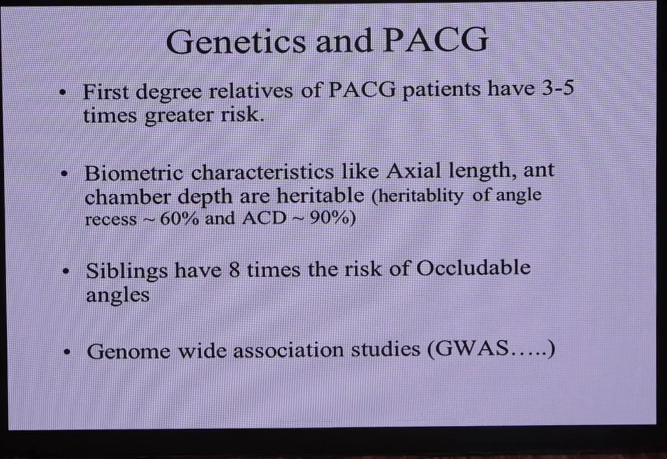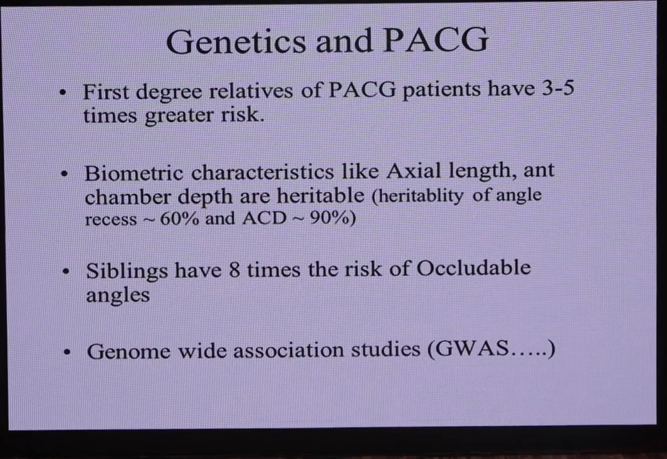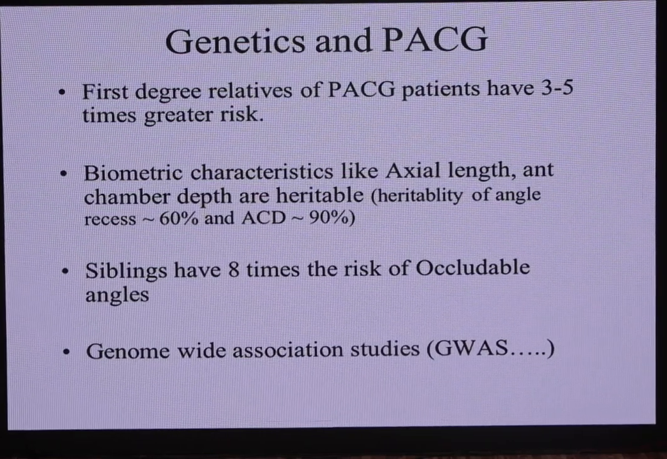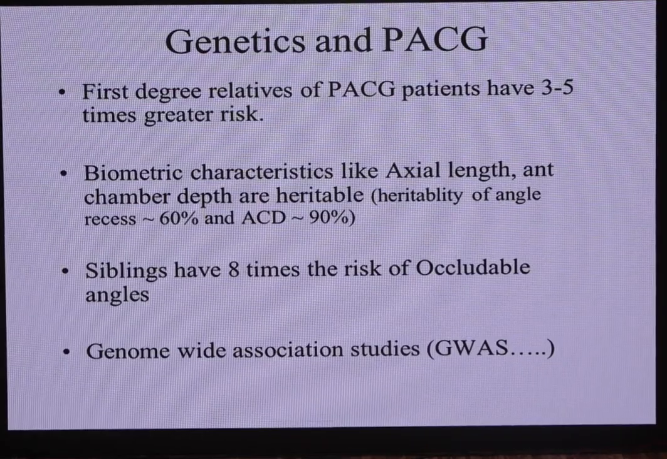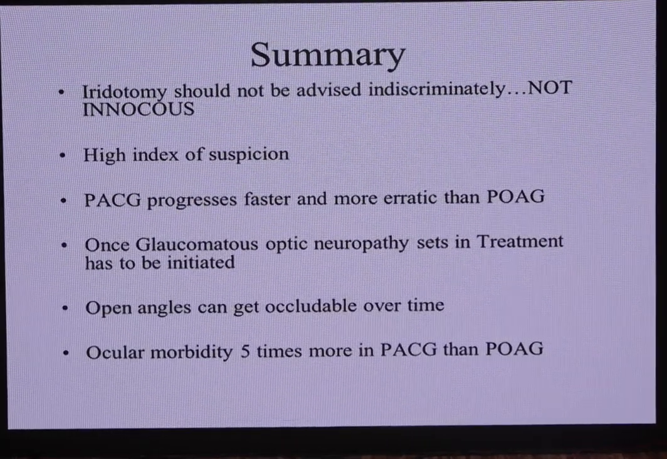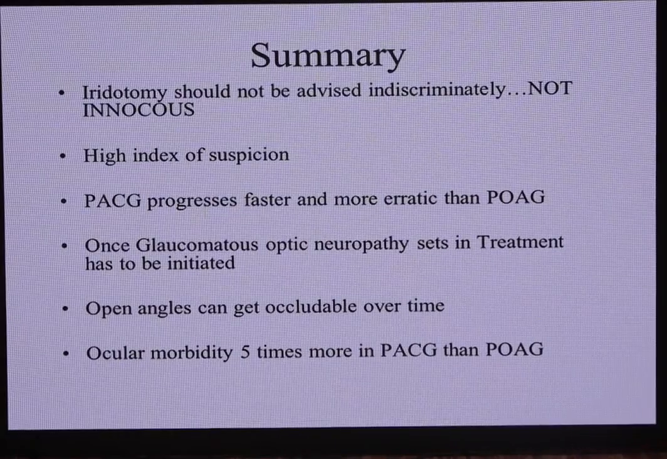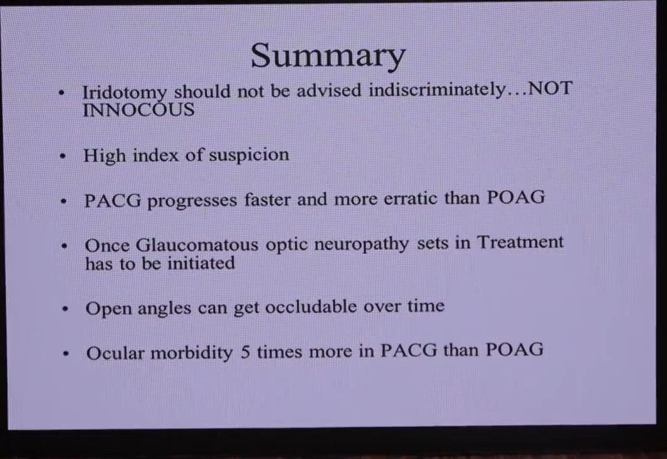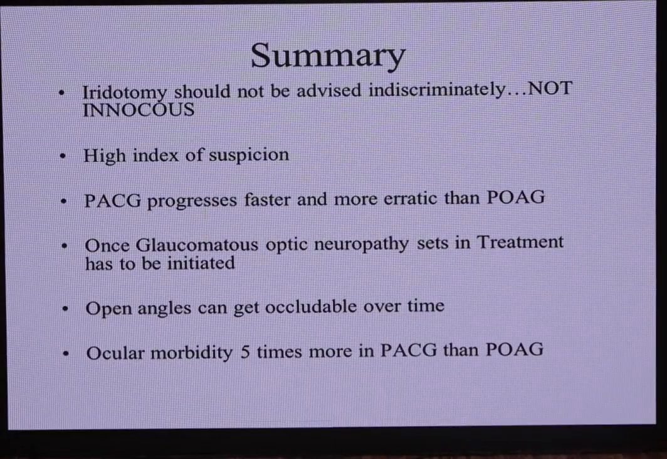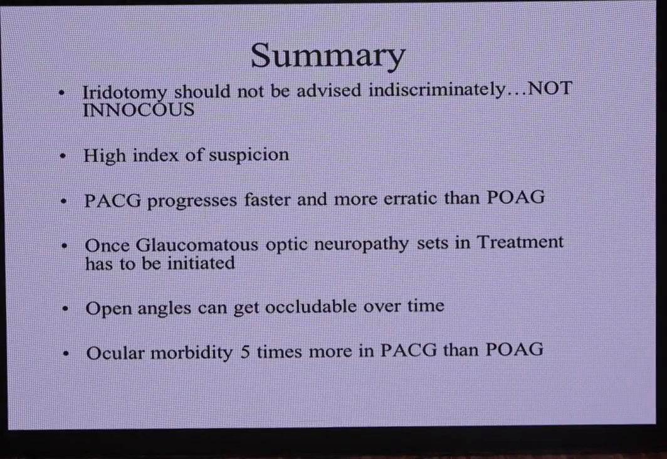If you've screened them, you must understand that if they have occludable angles, the siblings have almost 8 times the risk of occludable angles also. And of course there are genome-wide association studies, and certain genes have been discovered associated with angle closure. So to summarize, iridotomy should not be advised indiscriminately. I've shown you which particular eyes would benefit from iridotomy.